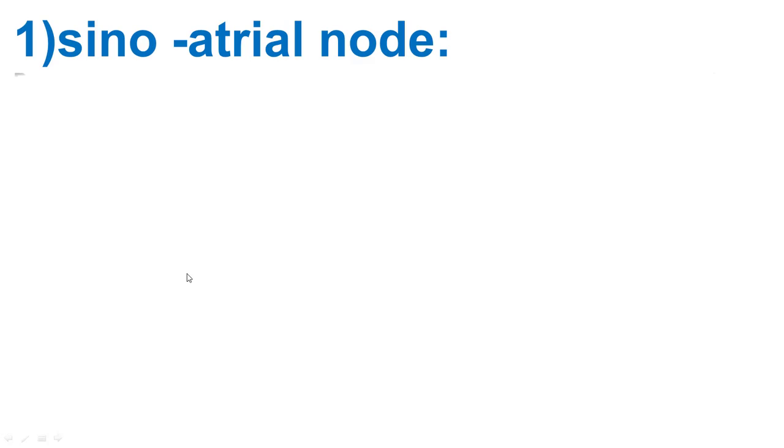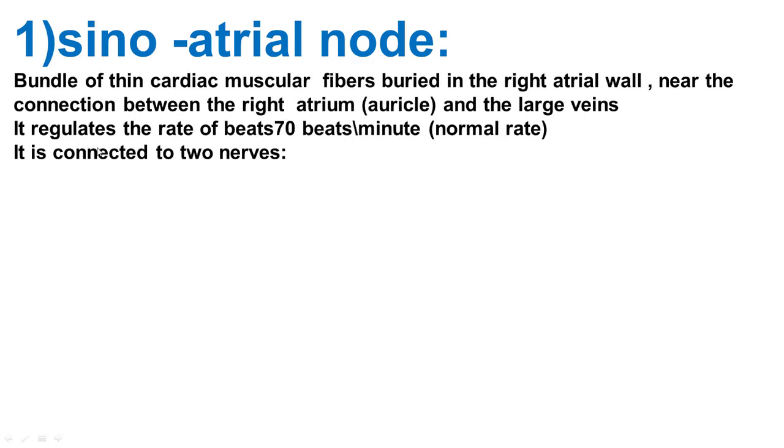The sinoatrial node is a bundle of thin cardiac muscular fibers buried in the right atrial wall, as I said, near the connection between the right atrium auricle and the large veins, the vena cava veins, superior and inferior. The role of this node is to regulate the rate of beats, 70 beats per minute being the normal rate.